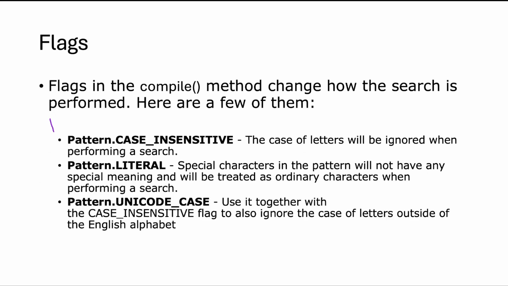The first one is Pattern.CASE_INSENSITIVE. It means whether it's a capital letter or a small letter, I don't care. That is case insensitive. Next, we have LITERAL. It means if we have special characters like star and so on, we can use Pattern.LITERAL. The last and final one is Pattern.UNICODE_CASE. We use this if our data set has non-English characters.